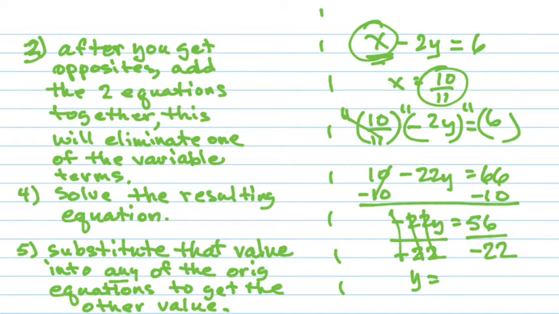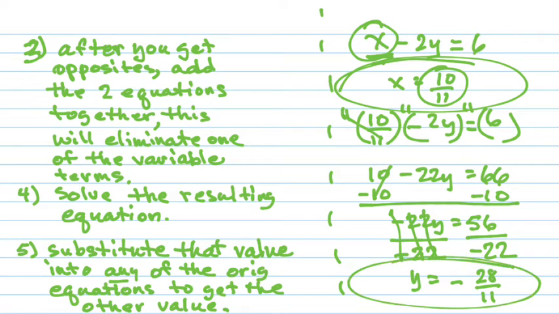And that gives me y equals negative 56 over 22. Again, they're not going to give you anything like this. This is too weird. But both of those will divide by 2. So what's that going to give me? 28 over 11? Yeah, it's ugly, but I told you it's ugly because I made up the question, so don't worry about it too much. All right, so y equals negative 28 over 11. So now do I have a value for my x? Yes. Do I have a value for my y? Yes.